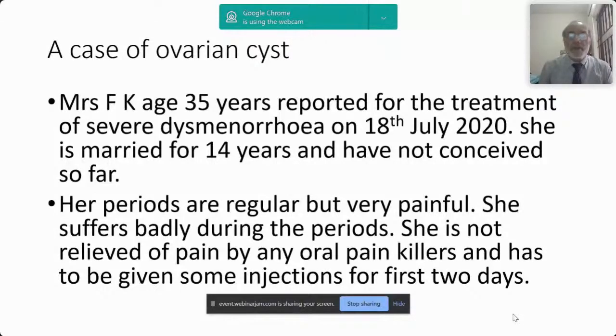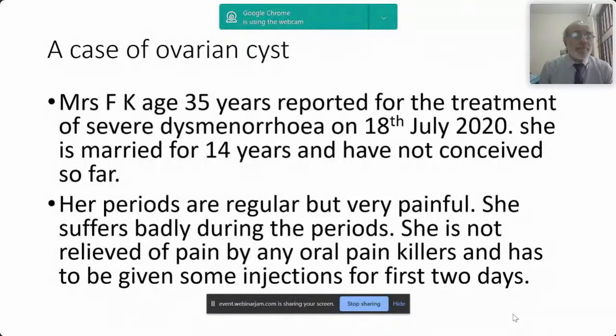Her periods are regular but very painful. The patient and the party were telling, even if she has not conceived, it's not a botheration for her. But her pain every month is causing so much problem to all of us. So first, doctor, treat the pain. This was the same verbatim I have told you, what the patient has told. So it was a very painful period. She suffers badly during the periods.